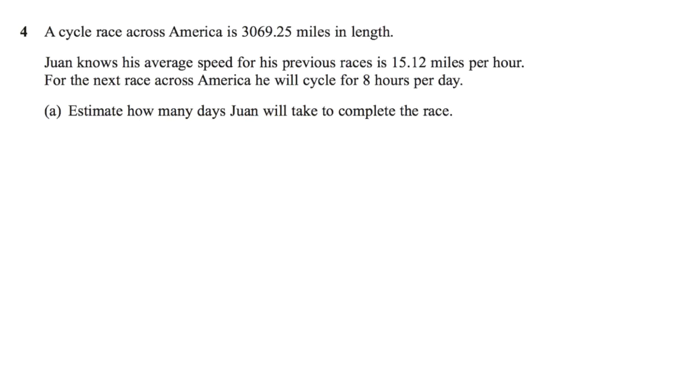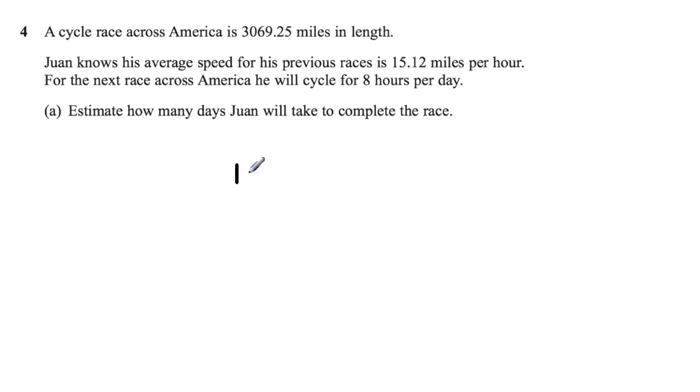Question 4. A cycle race across America is 3069.25 miles in length. Juan knows his average speed for his previous races is 15.12 miles per hour. For the next race across America, he will cycle for 8 hours per day. Estimate how many days Juan will take to complete the race. So the first thing I need to do is to calculate the number of miles Juan covers in one day. So I'm going to round 15.12 miles per hour to 15 miles per hour and then multiply it by 8.